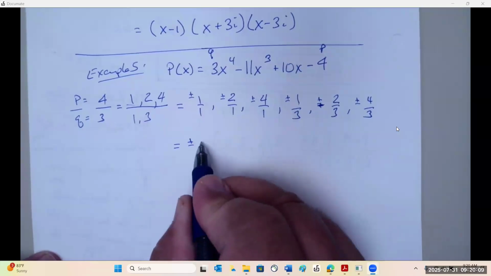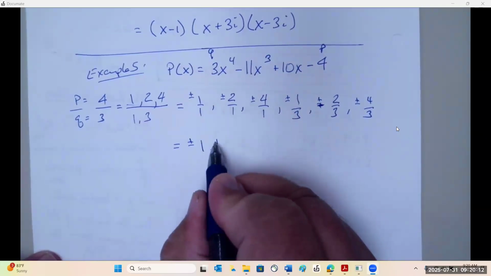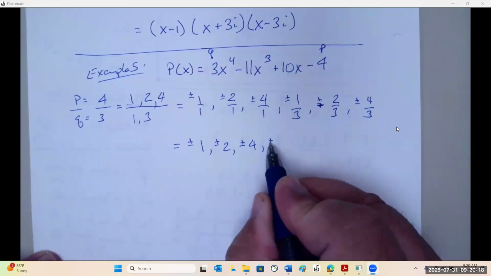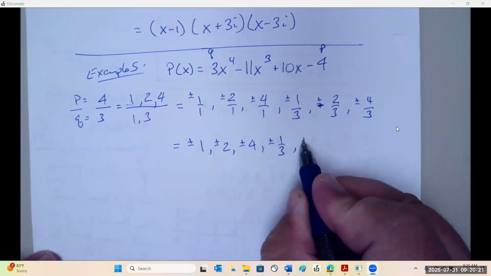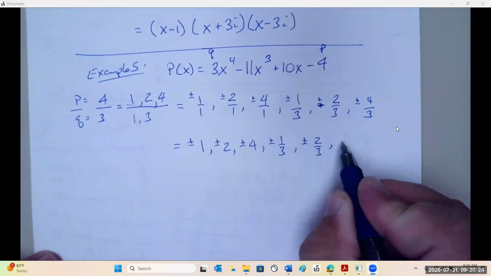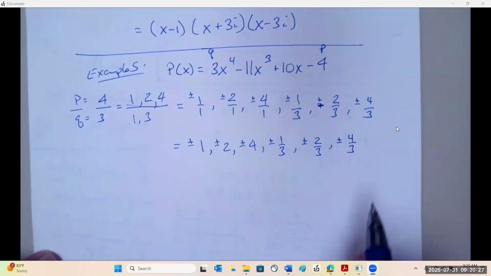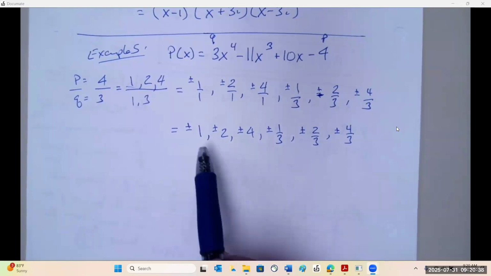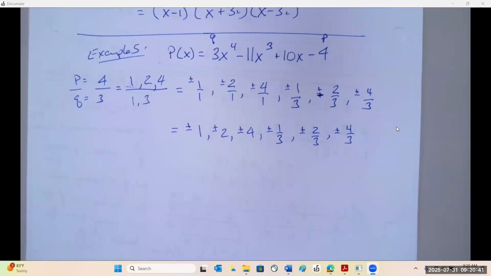So my possible answers: 1 over 1 is 1, 2 over 1 is 2, 4, 1/3, 2/3, and then 4/3. So we went from infinitely many to how many possibilities? There's a plus or minus on each one, so there's 12 possibilities. So think about it. We went from infinitely many down to 12. And at most, we're looking for 4 solutions.